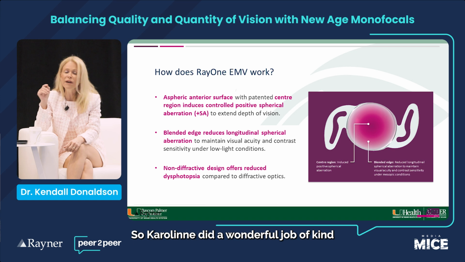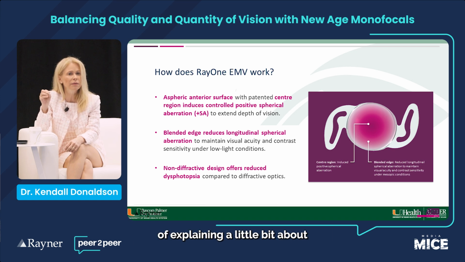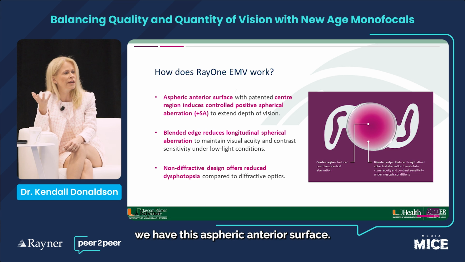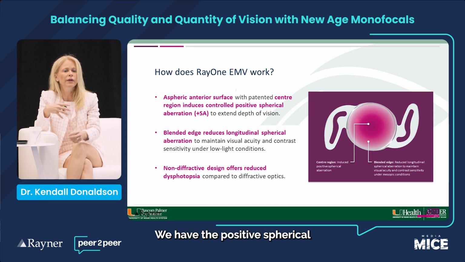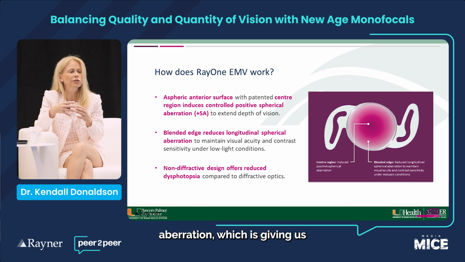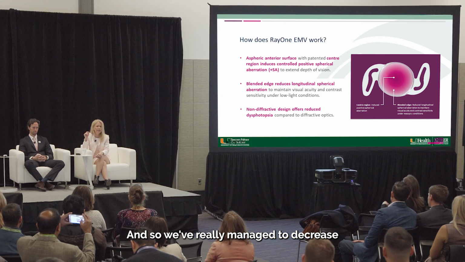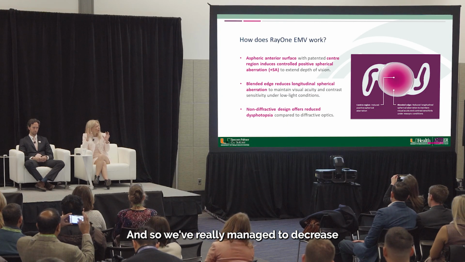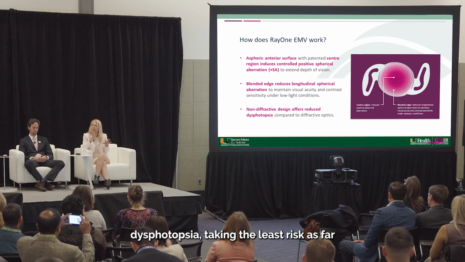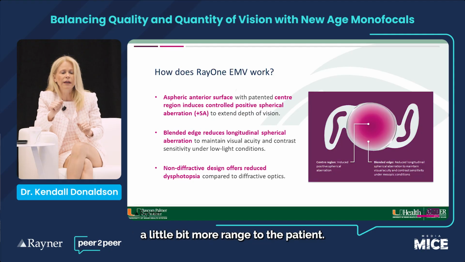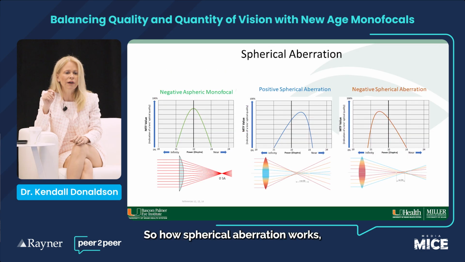So Carolini did a wonderful job of explaining a little bit about what was going on with this patient. But as she mentioned, we have this aspheric anterior surface, we have the positive spherical aberration, which is giving us a bit more range of vision, and then we have the blended edge. And so we've really managed to decrease dysphotopsias, taking the least risk as far as visual compromise, but again, adding a little bit more range to the patient. So, how spherical aberration works.